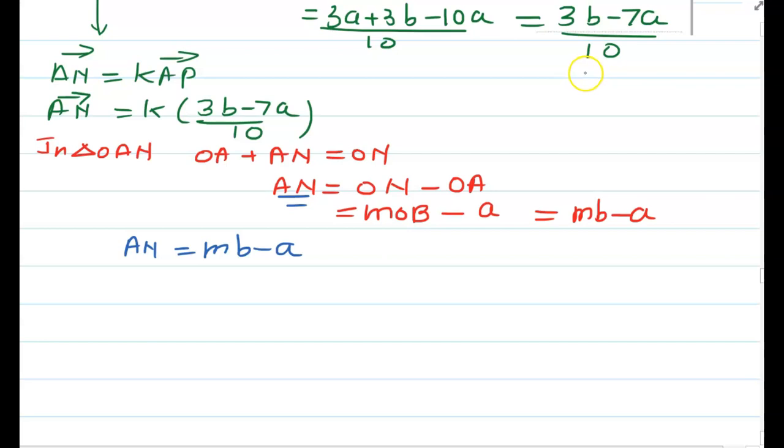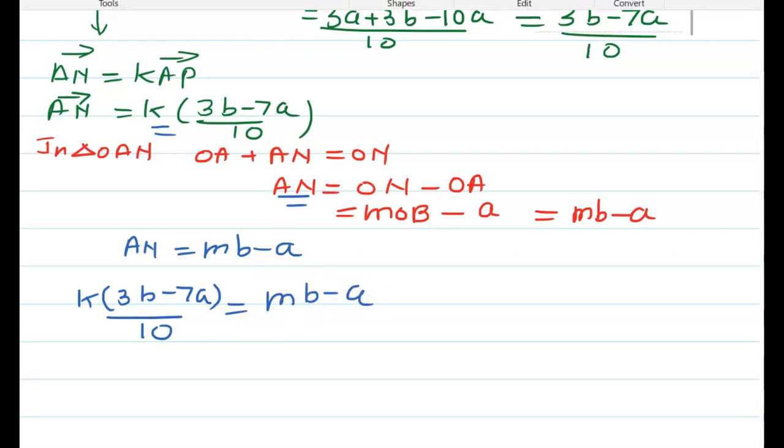What is the AN value? The AN value is this one, K times 3B minus 7A divided by 10 equal to MB minus A. Now we are comparing both sides. So B with B. With B, what is here? M. With B, what is here? 3K divided by 10. Okay, so comparing coefficients on both sides.